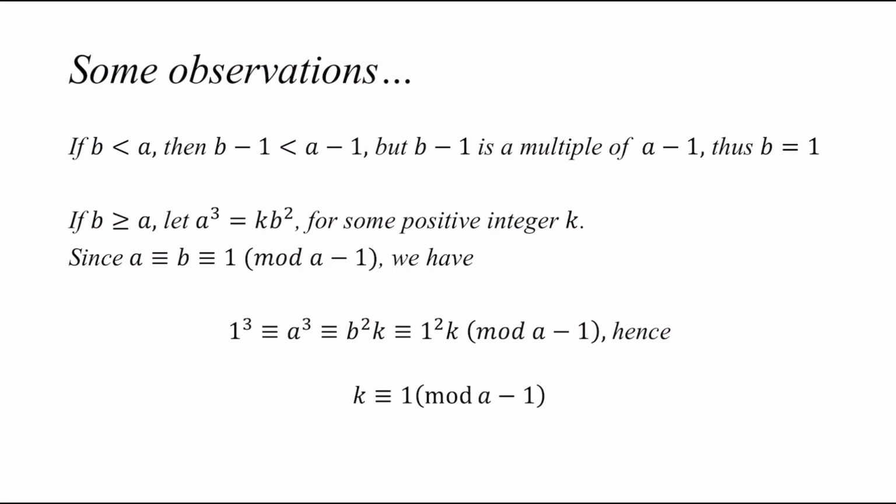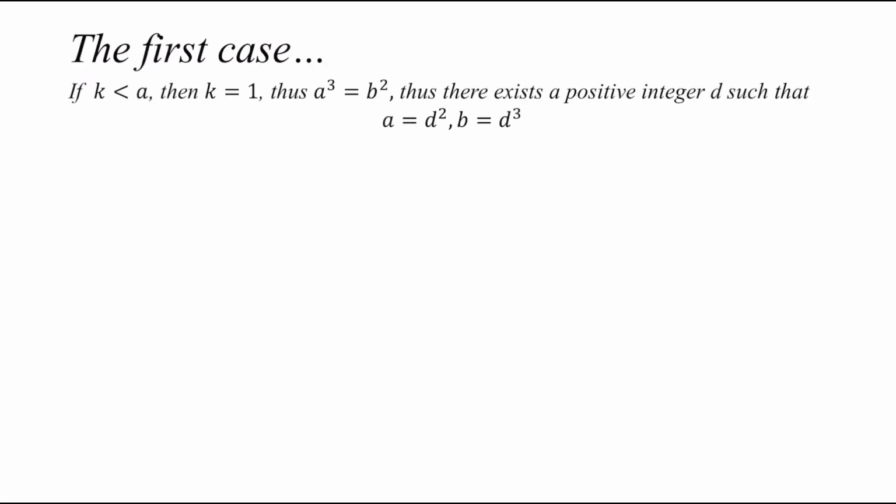And we will observe how we could use this condition. So the first case, if k is smaller than a, then k would simply be equal to 1, because k minus 1 is a multiple of a minus 1 through k congruent to 1 mod a minus 1. Therefore, k is 1 if k is smaller than a. Therefore, a cubed is equal to b squared, and there exists a positive integer d such that a is equal to d squared and b equals d cubed.